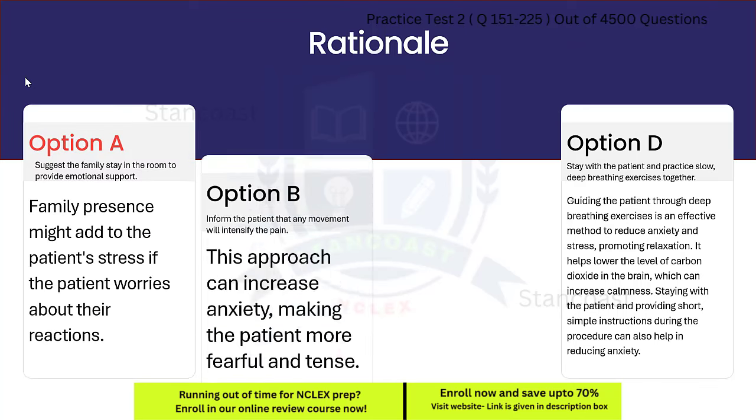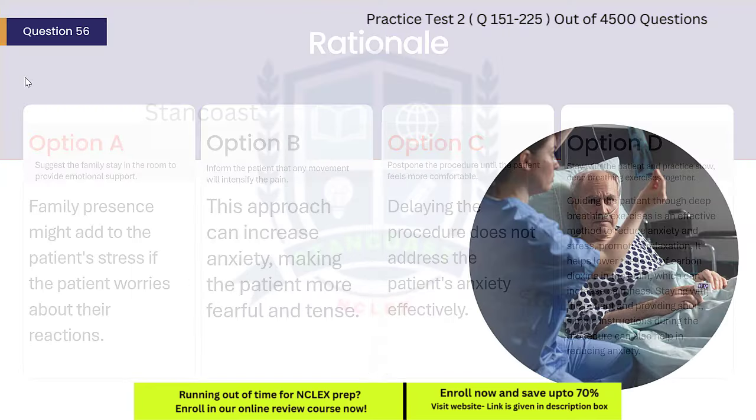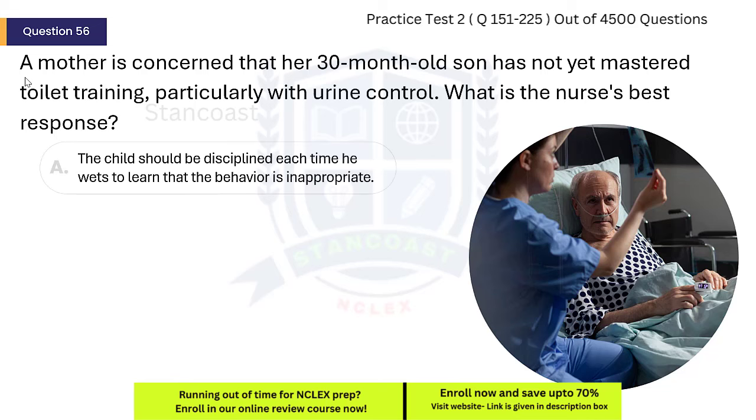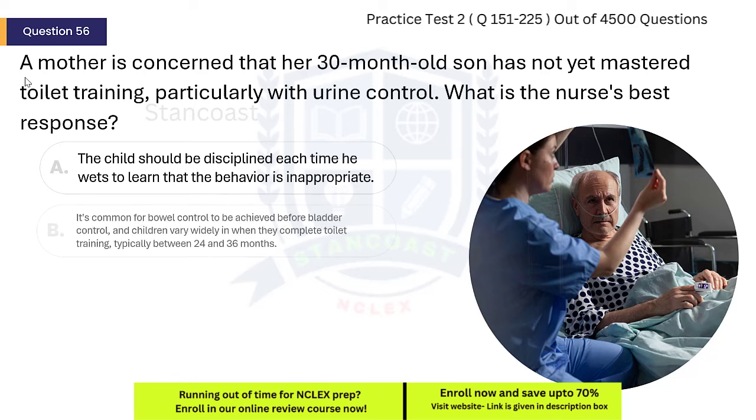Next question. A mother is concerned that her 30-month-old son has not yet mastered toilet training, particularly with urine control. What is the nurse's best response? A. The child should be disciplined each time he wets to learn that the behavior is inappropriate. B. It's common for bowel control to be achieved before bladder control, and children vary widely in when they complete toilet training, typically between 24 and 36 months.